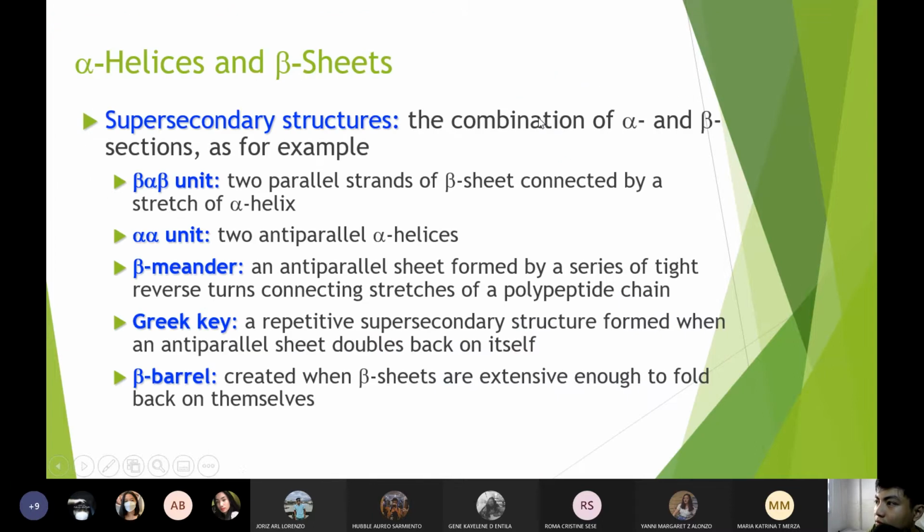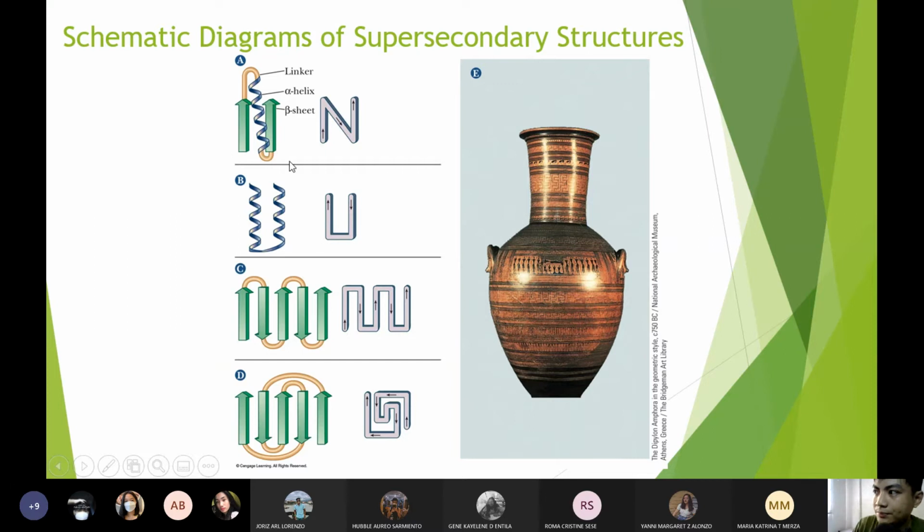Ayun lang. Okay? So, sometimes there are super secondary structures. We call them the motif. Okay, these are the combination of the alpha and the beta sections of our protein. Example niya is the beta-alpha-beta unit, the alpha-alpha unit, the beta meander, the Greek key, and the beta barrel. Okay, so ano yung tsura nila? Okay, so ganito yung tsura nila.